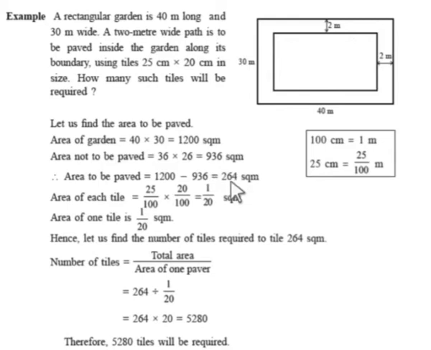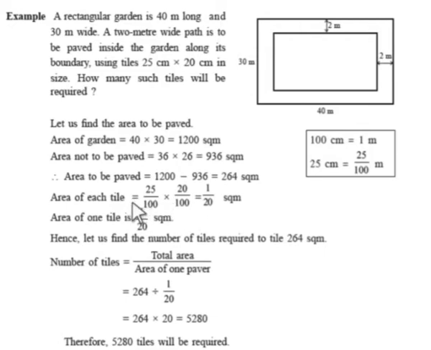It is equal to 264 square meter. So this is the area of garden to be paved. Now first we will find the area of the tile. Here length and breadth are given 25 centimeter and 20 centimeter. But we have to convert it into meter. So we will take 25 centimeter as 25 upon 100 meter and 20 centimeter as 20 upon 100 meters.